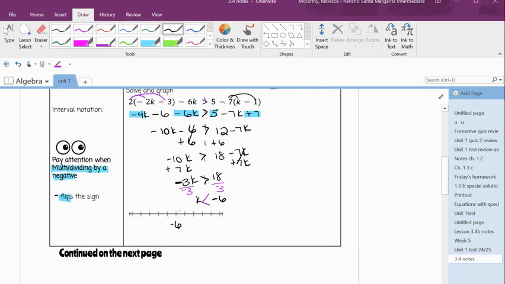Here's negative 6, and that's an open circle. It could get real close to it, but it could not touch it. And it goes to the left, and my interval notation is from negative infinity to negative 6. I could never reach infinity, and it can't be negative 6, so that's also a parenthesis. Okay.